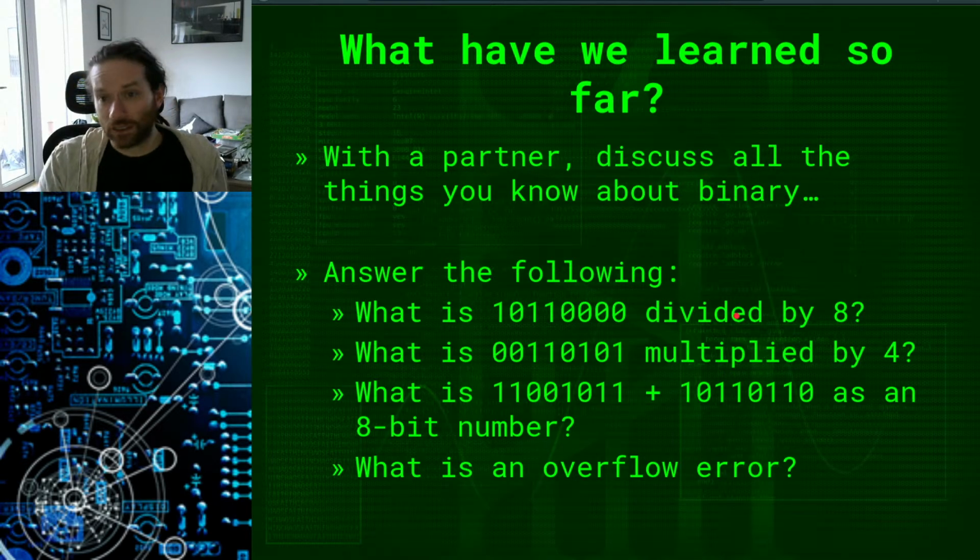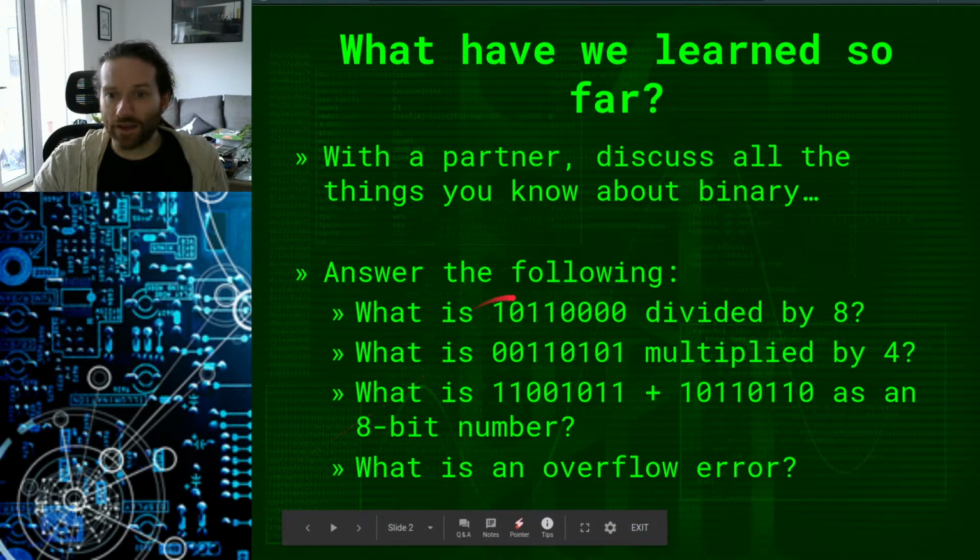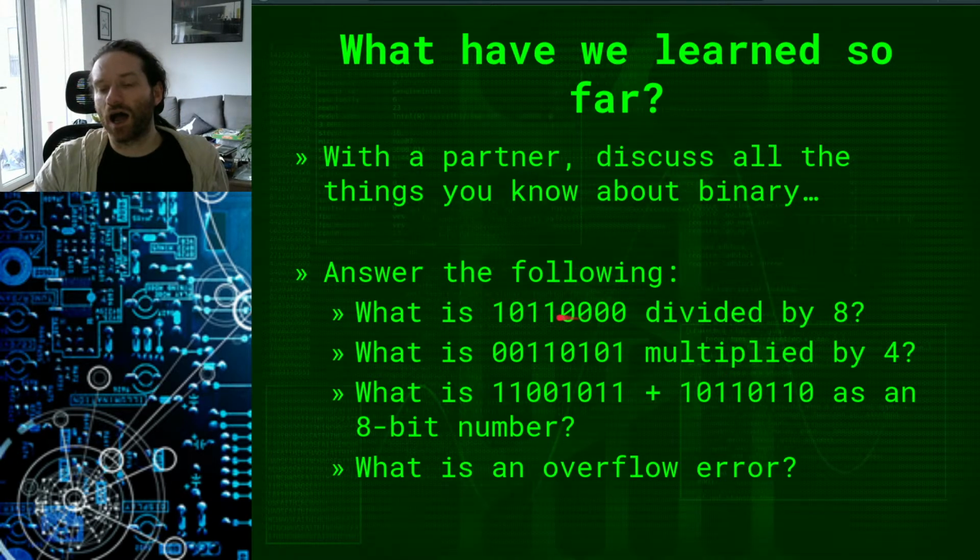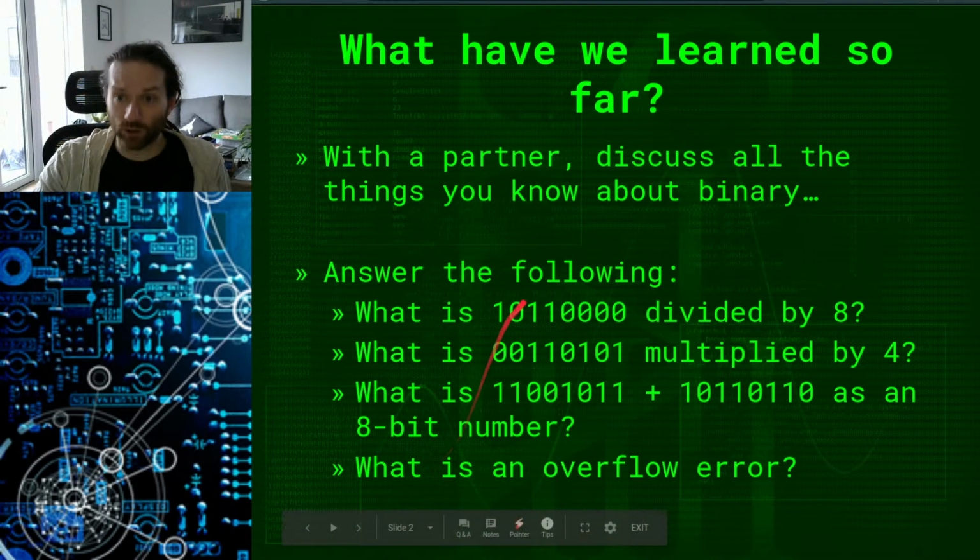Okay, so if I'm going to divide this number by 8, obviously we've already established I'm going to be shifting it to the right. How many spaces do I need to shift it to the right? Shift it 3 times to the right is correct. Because remember, it's powers of 2. It's not multiples of 2.